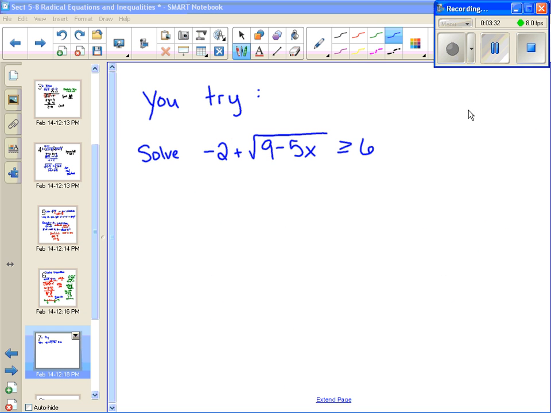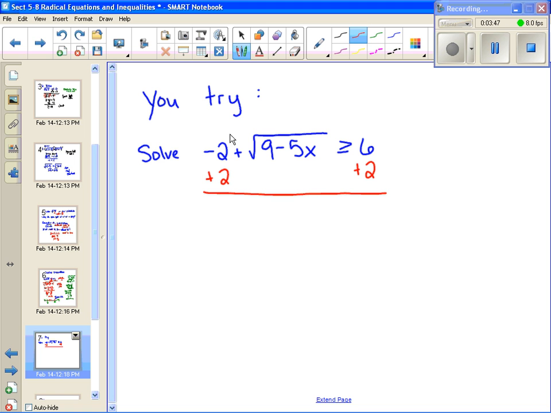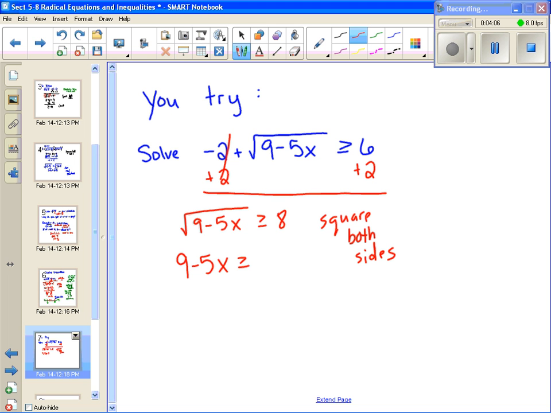Now I've listed this one for you to try, so you might want to pause this and see if you can work this one out. First thing I'm going to do is isolate the radical, so I'm going to add 2 to both sides, and I get the square root of 9 minus 5x greater than or equal to 8. Then I can square both sides. And when I do, I get 9 minus 5x is greater than or equal to 64.